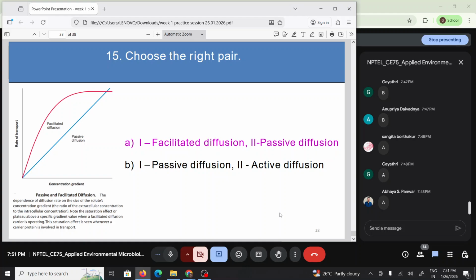So that is why the red color curve can be attributed to facilitated diffusion, whereas the blue color curve in the graph is going to be attributed to passive diffusion. In case of active diffusion, it's going to happen against the concentration gradient only.